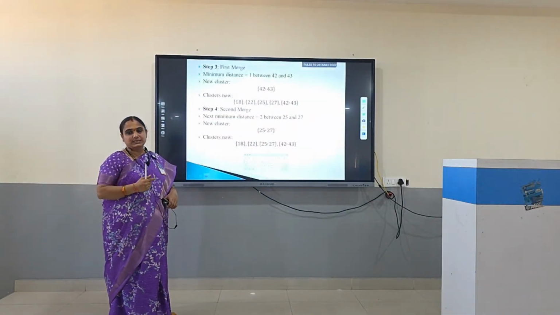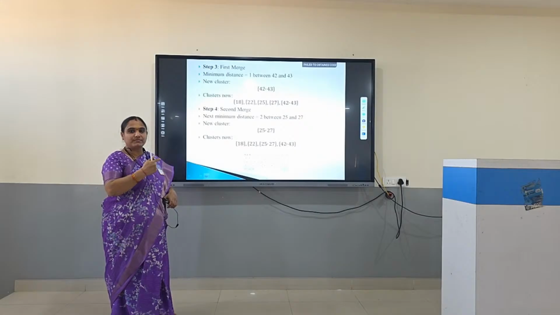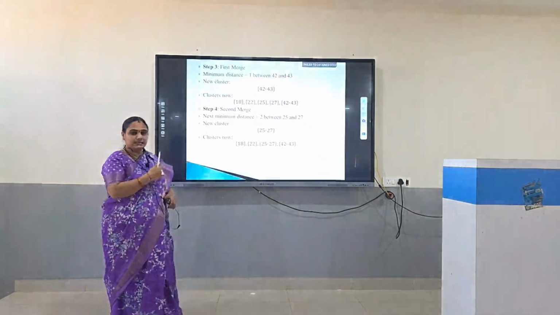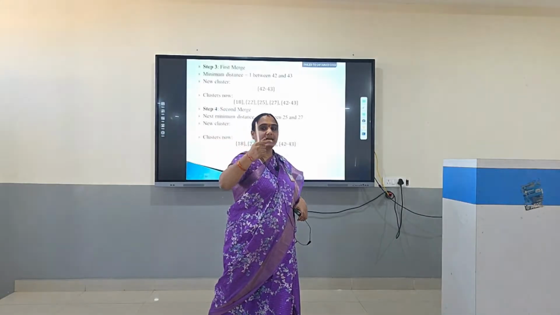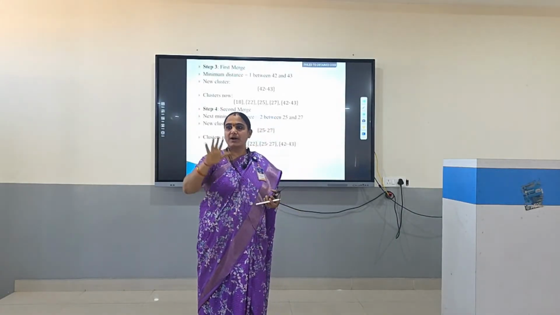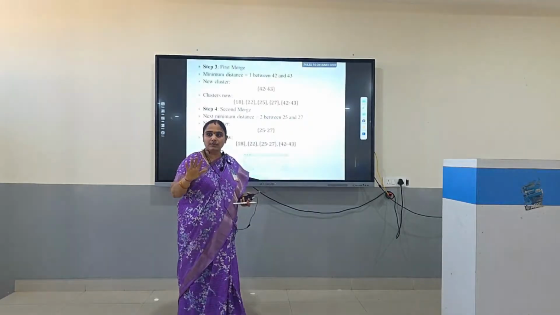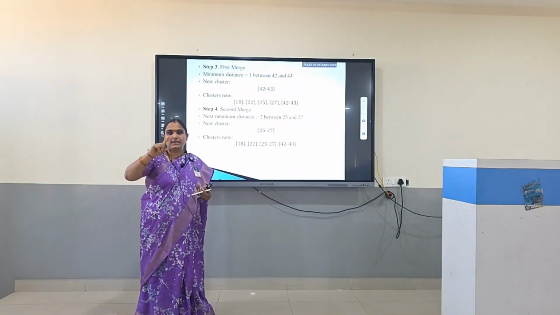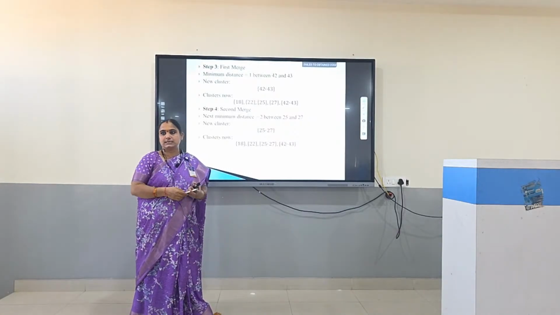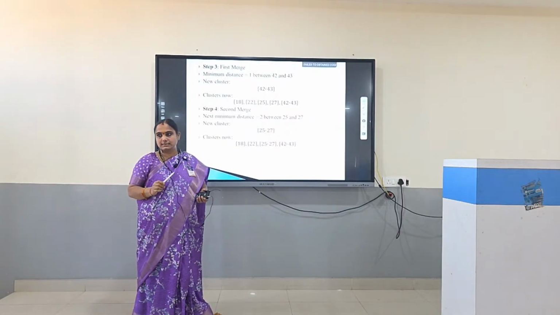Now how many clusters do we have here? Total number of values, how many have we taken? 6 values, so 6 different clusters. Now we are reducing it into 5 different clusters. Are you clear, everyone? Like this you need to reduce, and you will get a single cluster. That is your hierarchical clustering.